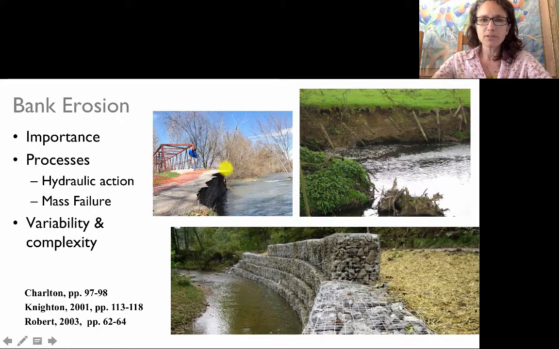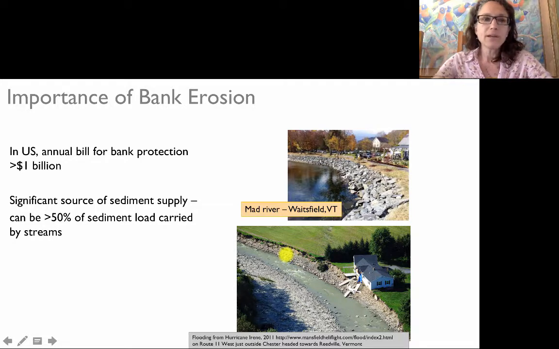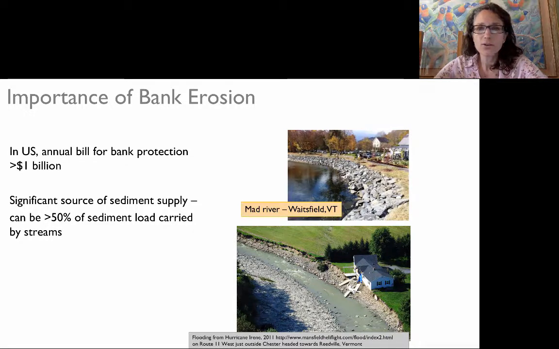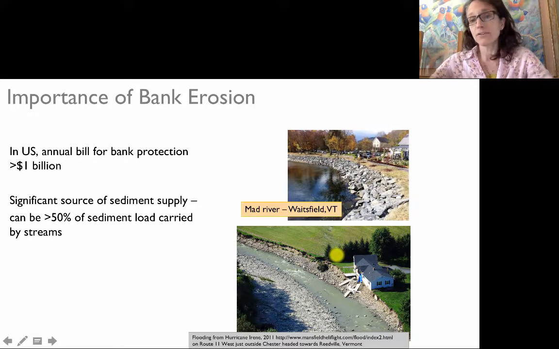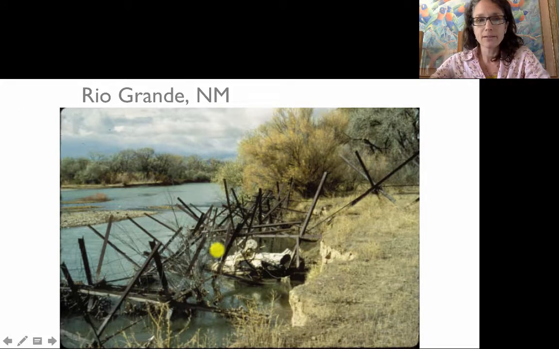So, some examples of bank erosion causing structural damage, and then some of the efforts that we put into trying to protect from bank erosion. We spend on average more than $1 billion a year for bank protection, and bank erosion is also a significant source of sediment supply that our rivers carry. About 50%, or can be more than 50%, of the sediment carried by rivers comes from the banks.